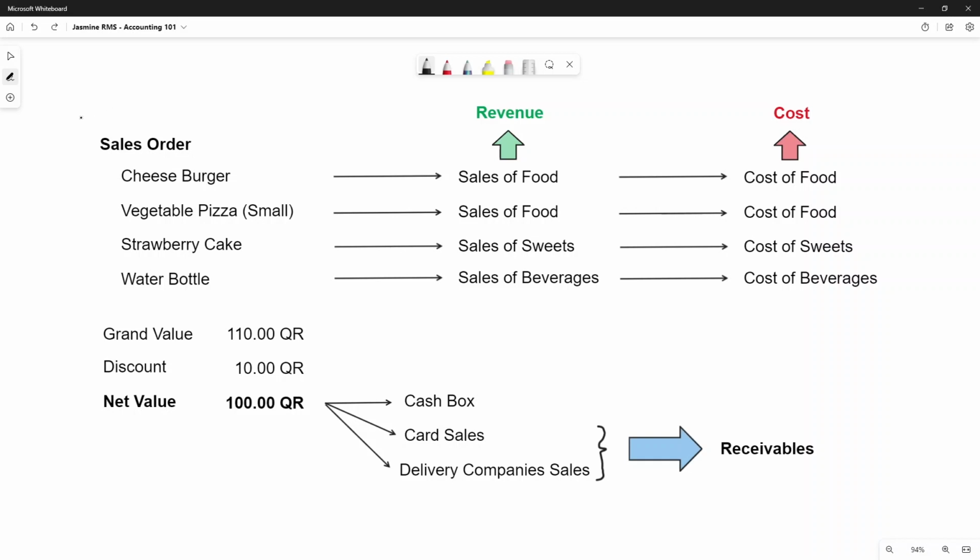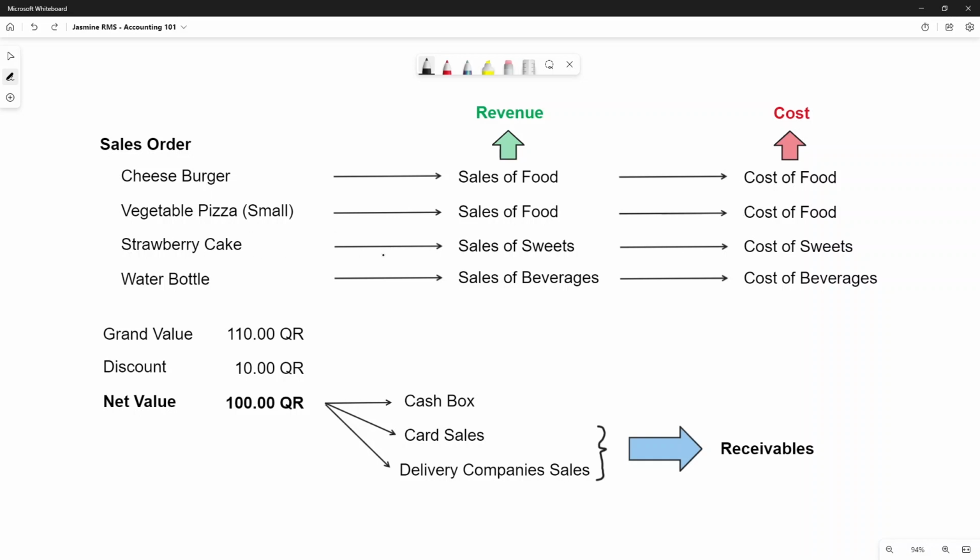Okay, here we have a sales order. Inside the sales order, we have one cheeseburger, one vegetable pizza small size, a strawberry cake, and one water bottle. Now, in this sales order we have four items, but two are food items, so cheeseburger and vegetable pizza. The revenue of selling those two items will go to sales of food, and the cost of those items goes to cost of food.